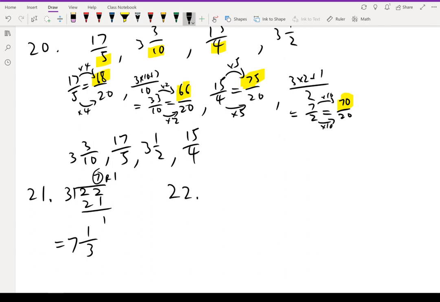Question 22, 4.3 as an improper fraction. So 4.3 is the same as, I'm going to multiply by 10 and divide by 10. So that's 43 over 10.